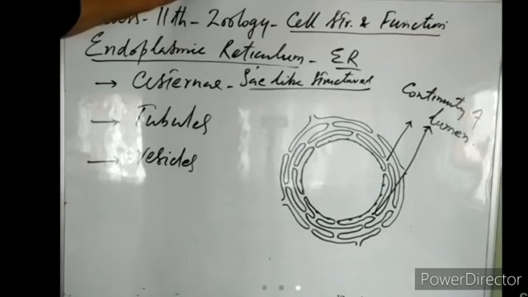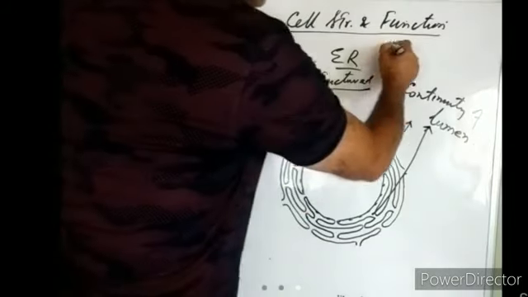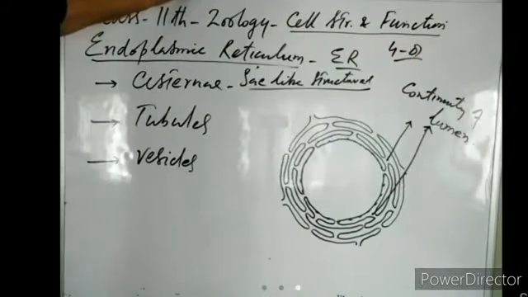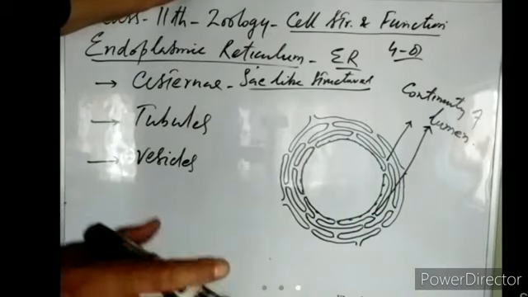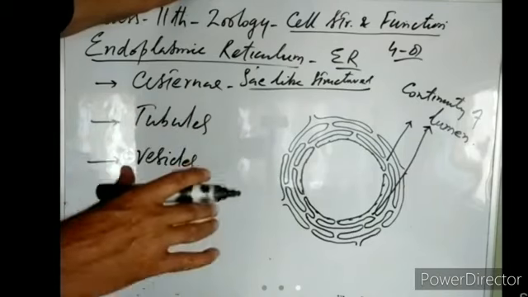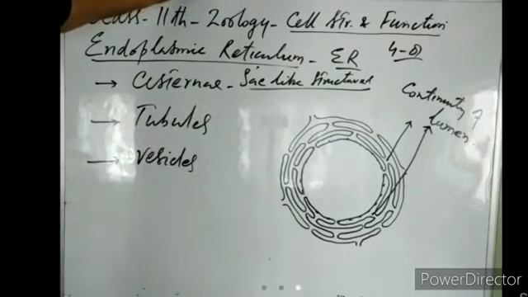nuclear membrane, right? So there may be four to eight such sac-like structures around the nucleus. These sac-like structures, which are stacked upon each other, having continuity of lumen with each other and with the nucleus, are known as cisternae of endoplasmic reticulum.